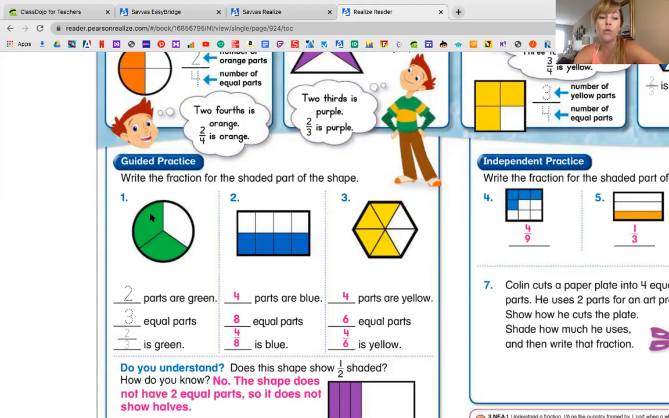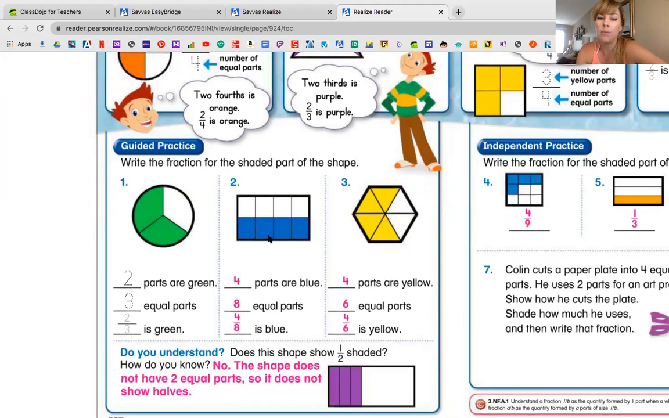Okay, so there are three pieces. Two parts are green. There are three pieces in total. Two of the three is green. Okay, look here, I have 4 blue parts and 8 in total. So 4 parts are blue, 8 equal parts, meaning that this is broken up into 8 pieces. If this was a cake, there's 8 pieces that I can give away equally, right? So of these 8 pieces, 4 are blue. So 4 of the 8 is blue.